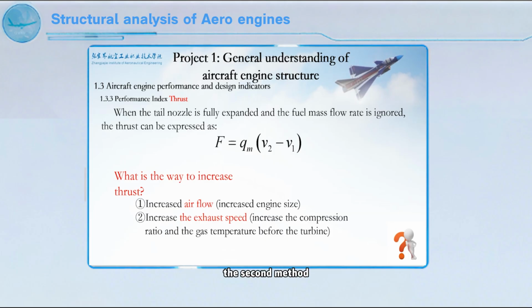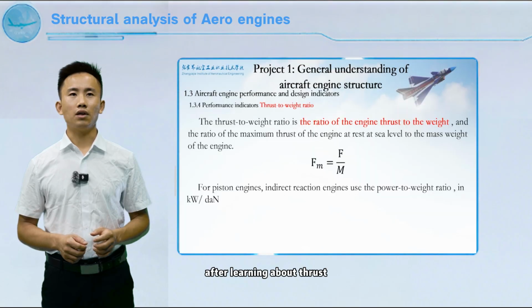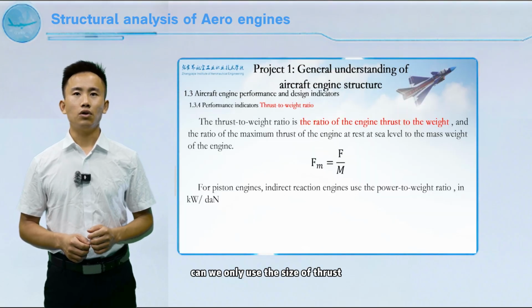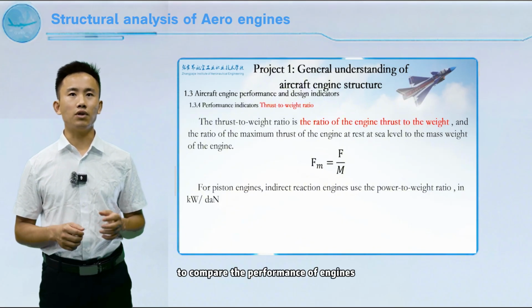The second method is to increase the exhaust velocity of the engine. To increase the exhaust velocity of the engine, the temperature of the gas before the turbine of the engine must be increased. Obviously, the temperature of the gas before the turbine cannot be increased indefinitely. It will be affected by many factors, such as engine materials and cooling methods. Therefore, it is not difficult for us to find that there are various mutual constraints in the increase of engine thrust.